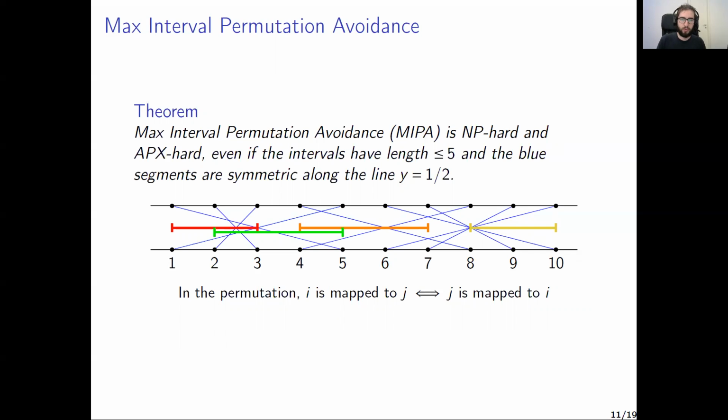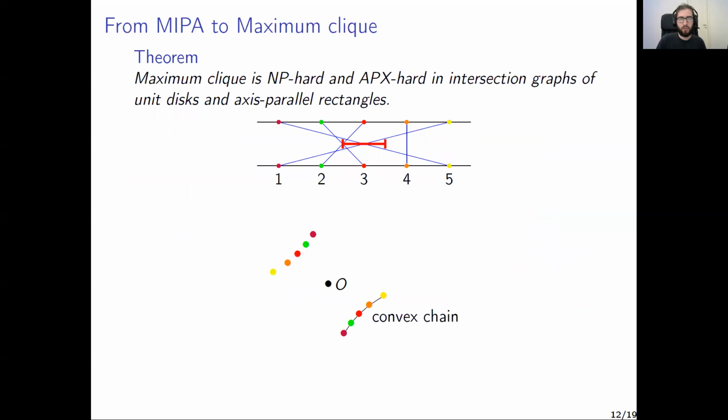And now let's go to geometry. Let me tell you how we reduce this MIPA problem to maximum clique in this intersection graph class of unit disks and axis parallel rectangles. So here I have chosen to take a very small MIPA instance, and I'm going to tell you how we reduce this MIPA instance to the maximum clique problem. First, I'm going to define a set of points in the plane, which I will be using later to construct these axis parallel rectangles and unit disks.